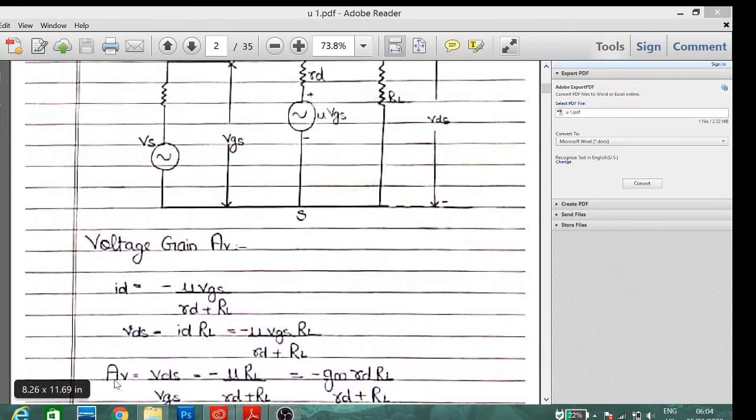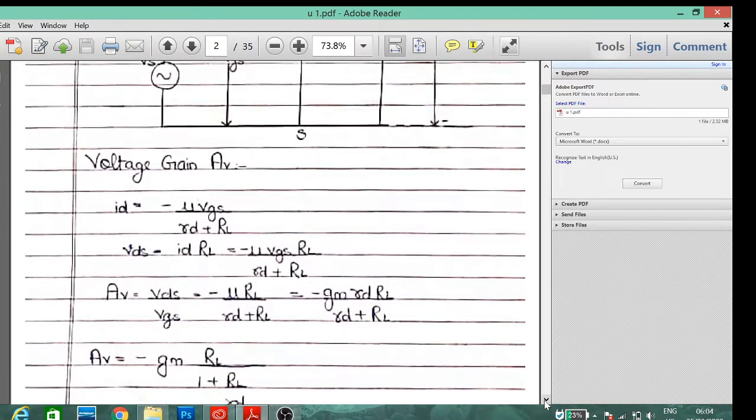AV is the voltage gain, which is nothing but the output voltage VDS divided by the input voltage VGS. When we divide this above equation, minus mu VGS into RL divided by RD plus RL, by VGS, the VGS gets cut out and this remains. Now mu, the amplification factor, is nothing but GM into RD. So GM into RD into RL divided by RD plus RL is the voltage gain.